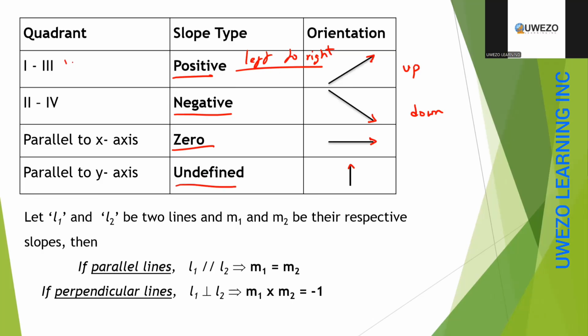Also, you could check the quadrants to tell the nature of the slope. And do remember, you always have to look at from left to right. Just imagine you're standing here and look towards the right.